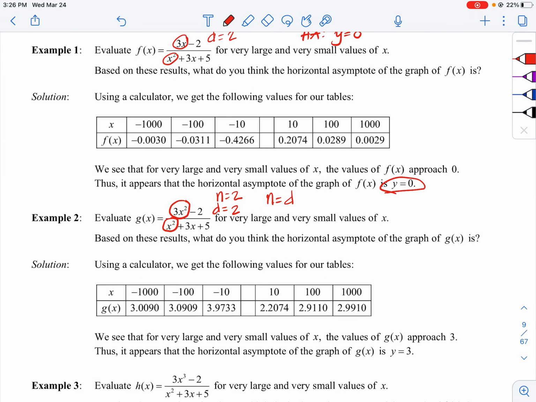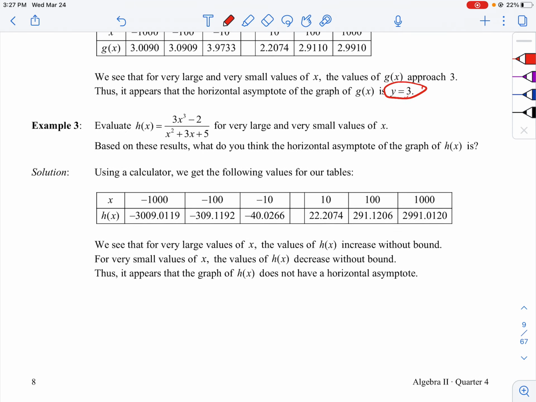We have the coefficient of 3x squared is going to be 3. So it's going to be y equals 3 over the x squared has a 1. So my horizontal asymptote is y is equal to 3. And it's right here also. Okay, moving on, example number 3.